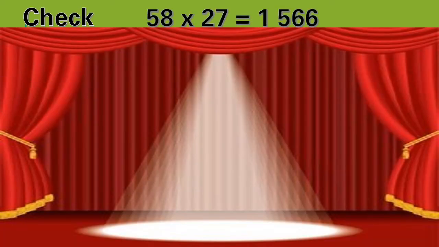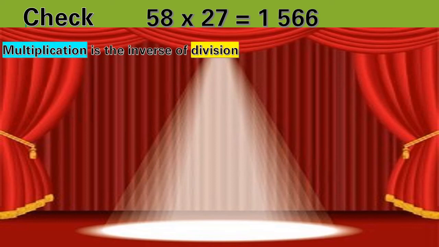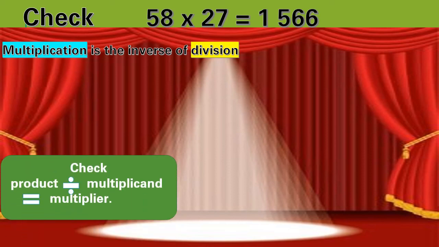Let's do the check for the problem we just solved. To do the check, we're going to do the inverse of multiplication. Do you know what the inverse of multiplication is? Correct. The inverse of multiplication is division. Here is how you do the check. Product divided by multiplicand equals multiplier, or vice versa. Product divided by multiplier equals the multiplicand.